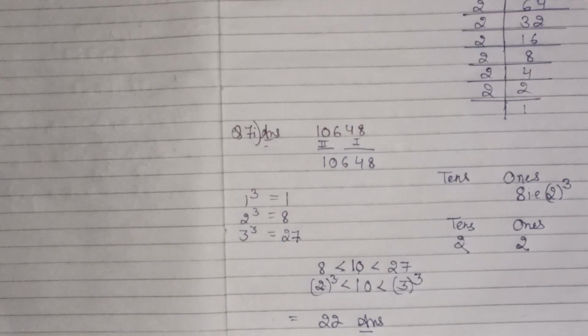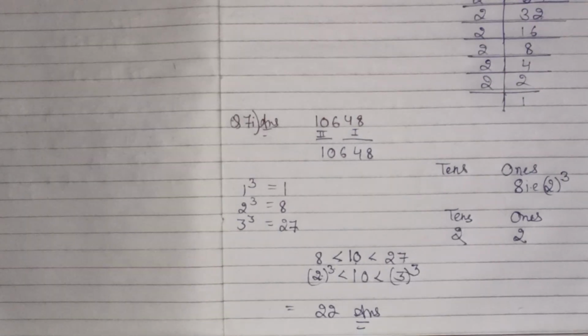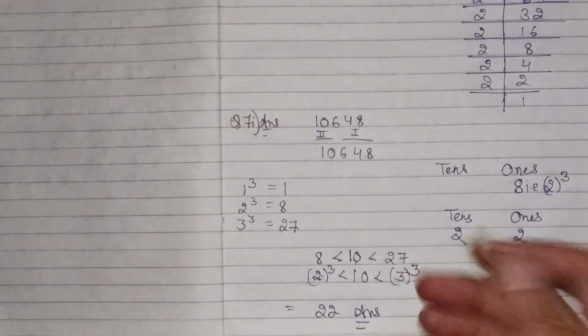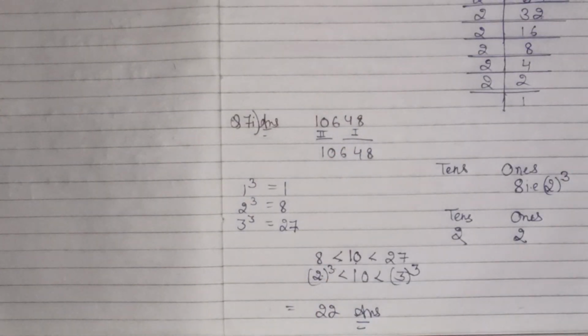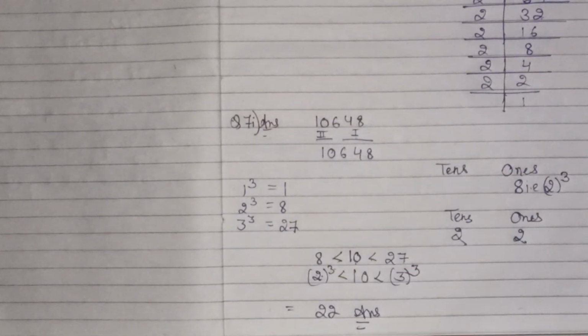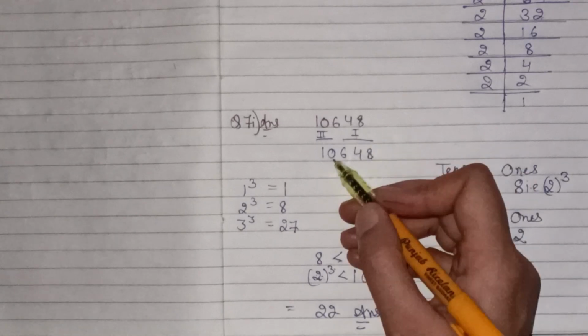Again I repeat this question. The given number is 10,648. Then we divide this into two groups, first group and second group. Start from the back to make groups: 648 is the first group, then 10 is our second group.